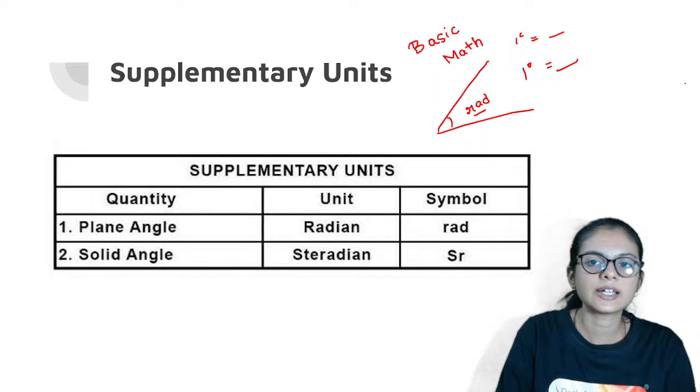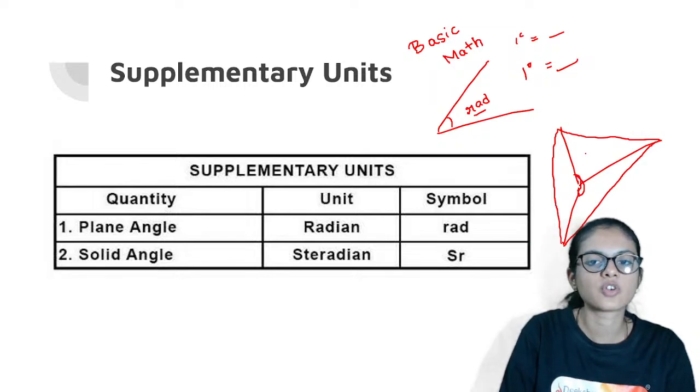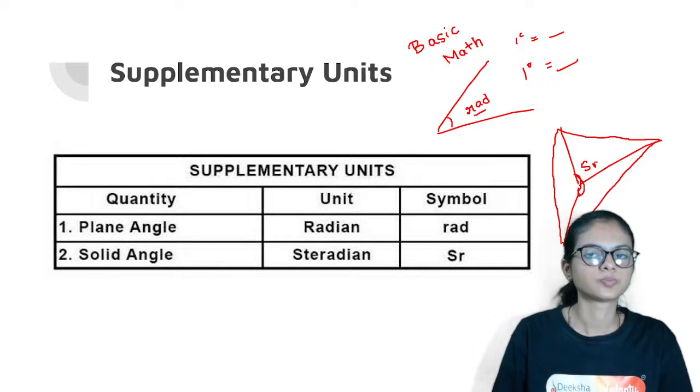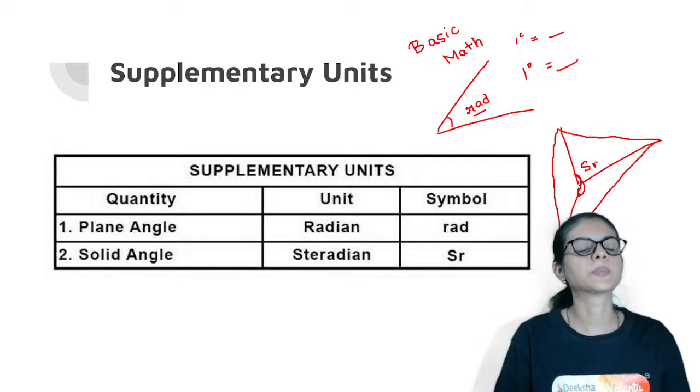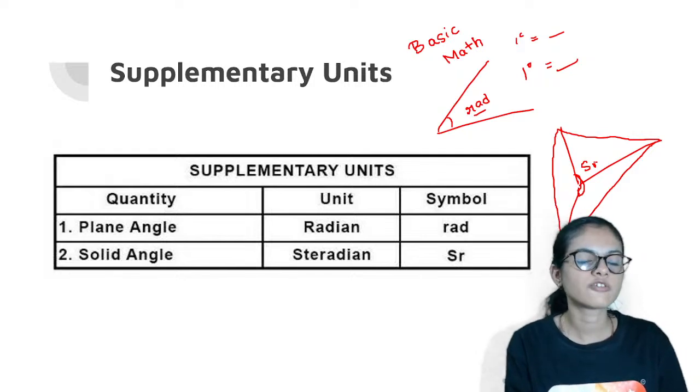And the solid angle is for a three-dimensional object. If there is any object like this in 3D, here we measure the angles in the form of steradian, SR. Clear with this? These are nothing but the measure of angles: measure of angle in 2D and measure of angle in 3D.